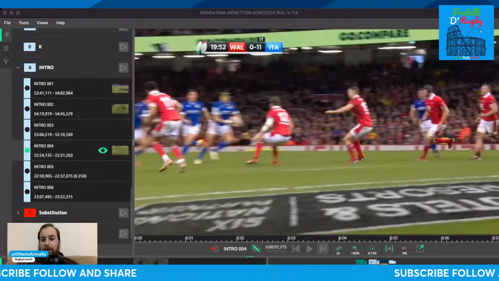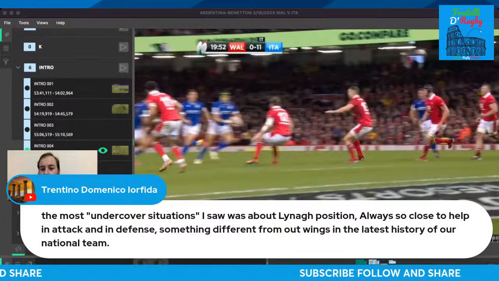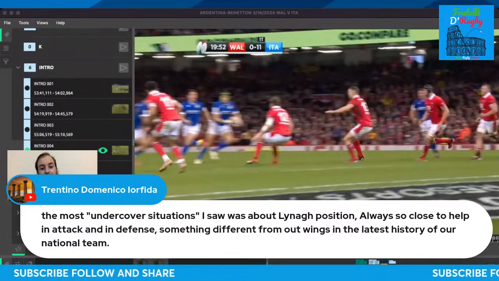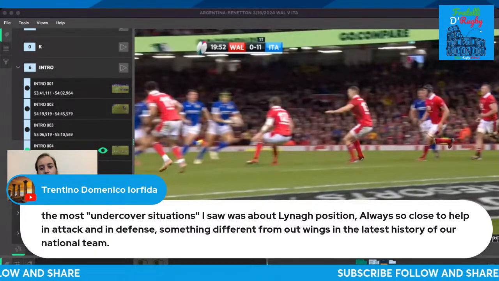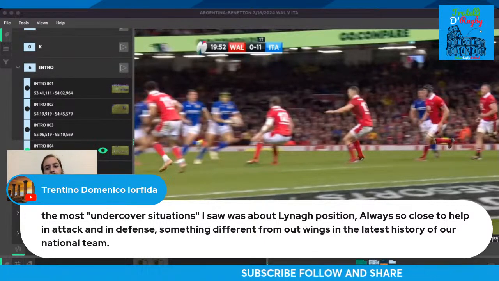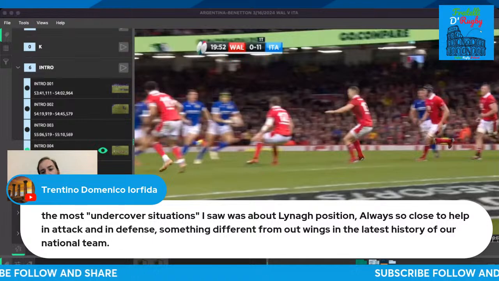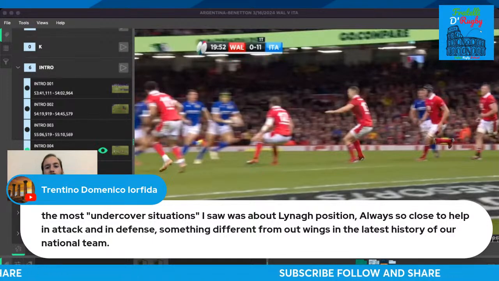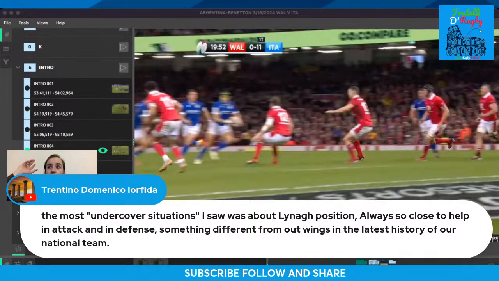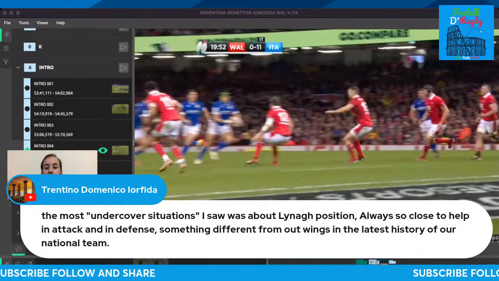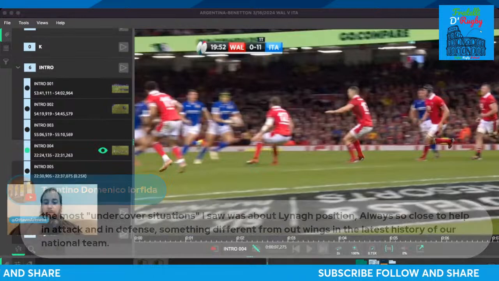The most undercover situation I saw was Leinag's position, always so close to helping attacking in defense, something different from our wings in the latest history of our national team. We saw a player ready to do his job, right? More confident in defense than other defenders. We know how Bruno loves to attack, push hard, but he's much more organized, much more cold-brained.